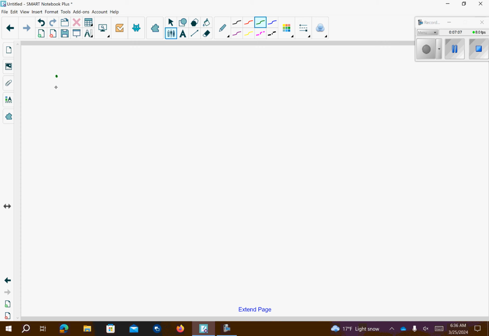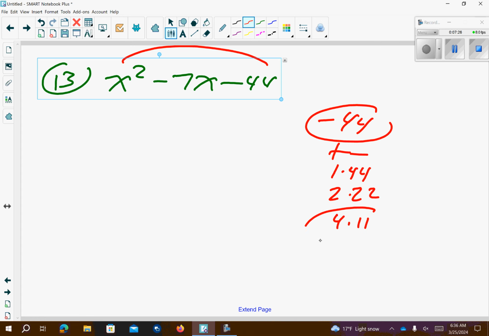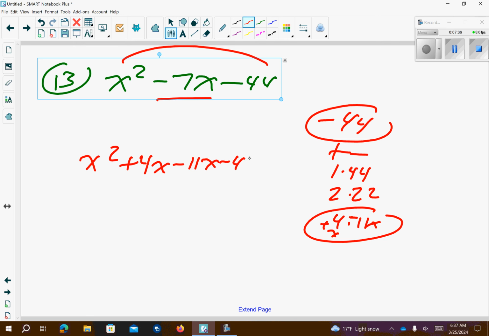Number 13, I get x squared minus 7x minus 44. Let's multiply the first and the last together, so I get negative 44. In order to get a negative number, one has to be positive, one has to be negative. Let's see, 1 and 44, that's not going to work. 2 and 22, 4 and 11. 4 and 11 are totally going to work, so it's going to be a negative 11x and a positive 4x that I'm going to plug in there. So I get x squared plus 4x minus 11x minus 44.